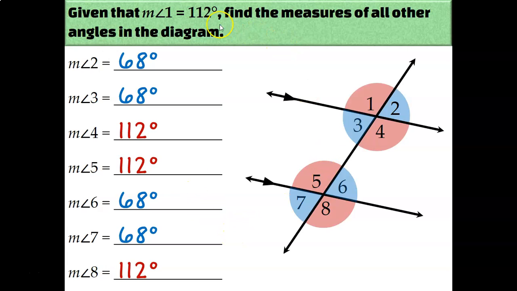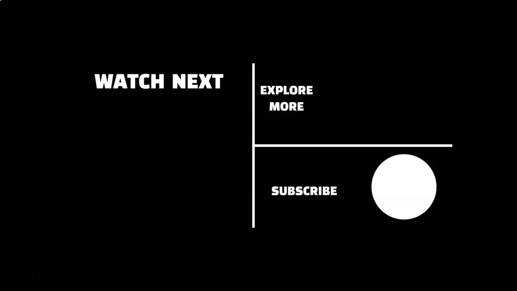But the cool thing is, as long as you know one angle measure, you can figure out the other 7. And that's the basics of what you need to know about angles created by parallel lines and transversals. In our next lesson, we're going to discuss a little bit more in depth about how we can use these angle pair relationships to solve equations.